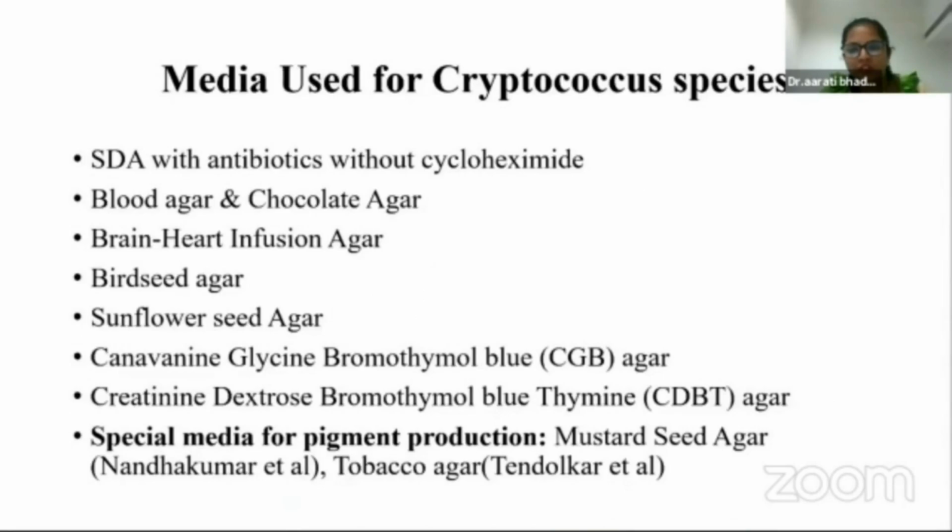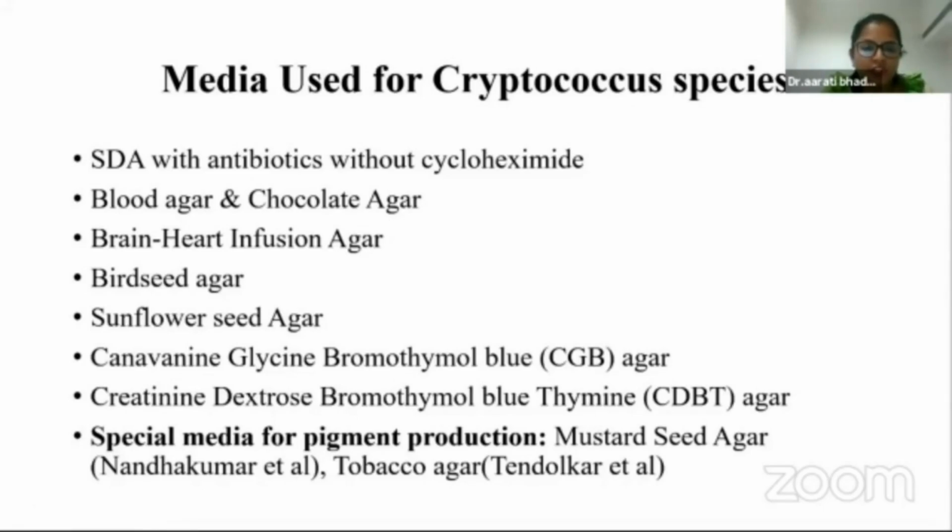Media used for Cryptococcus species: we have to use the SDA with antibiotics without cycloheximide, because due to cycloheximide, growth of Cryptococcus is inhibited. So we can use blood agar, chocolate agar. If we subculture the Cryptococcus colonies on the chocolate agar, the capsule production will be more, so more mucoid colonies will be there. Capsule enhancement will be there if we subculture on the chocolate agar.